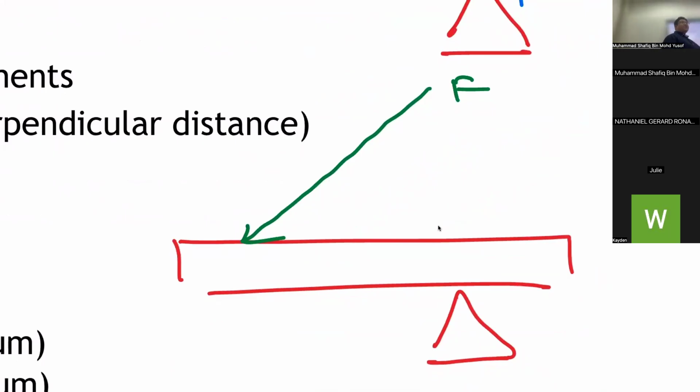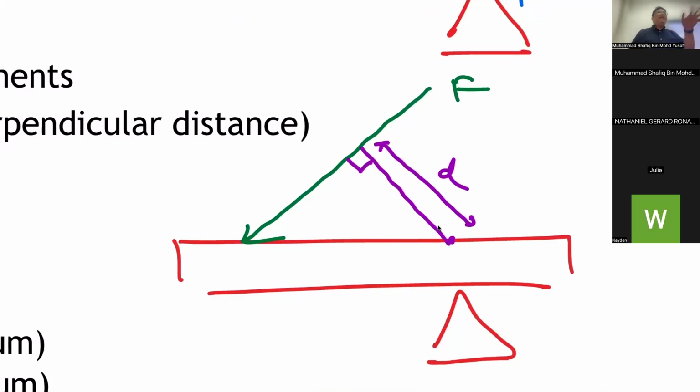Very good. So you must use like a set square. You have to draw, let's say, a right angle like that. This is the distance actually. Everyone, please take note. Okay. So perpendicular distance from the force to the pivot.